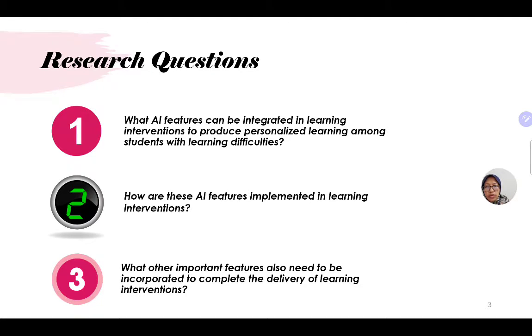So, our research question focuses on 3 points. Okay, the first one, what AI features can be integrated in learning interventions to produce personalized learning among students with learning difficulties? Second, how are these AI features implemented in learning interventions? And the last one, what are the important features that also need to be incorporated to complete the delivery of learning interventions?